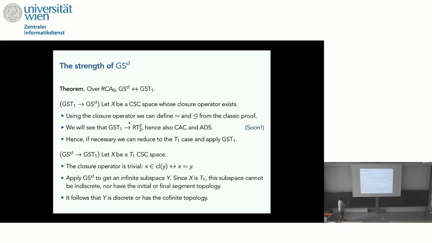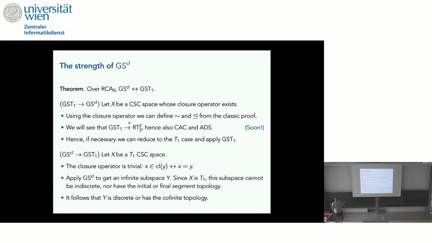So let's prove GST1 implies GSCL. We have a CSC space, and we have its closure operator in hand. Well, we'll go back to the original proof. With the closure operator, we can define these two guys like before, and that brings us to the situation where we have a partial order. And now, unfortunately, I have to reveal my hand: what we're going to show is that GST1 implies Ramsey's theorem for pairs. Ramsey's theorem for pairs implies CAC, which implies ADS.